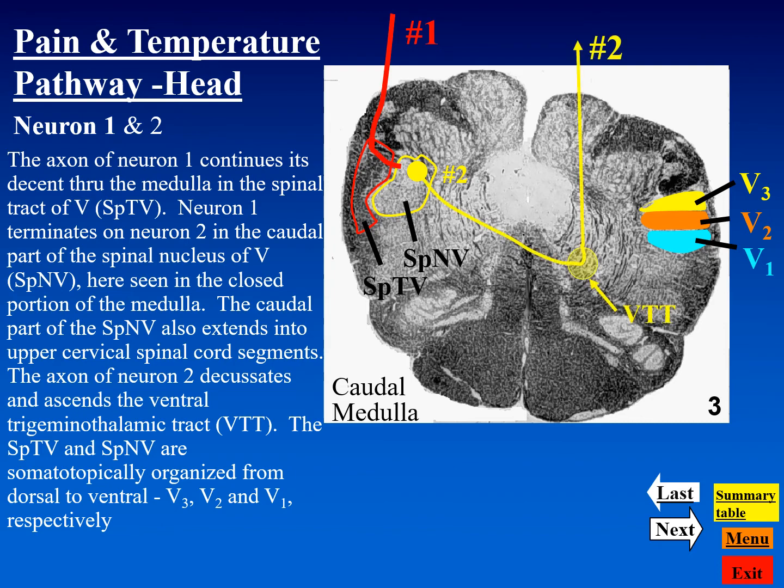The axon of neuron 2 projects and decussates to reach the contralateral ventral trigeminal thalamic tract. Upon doing so, it does ascend from that point.